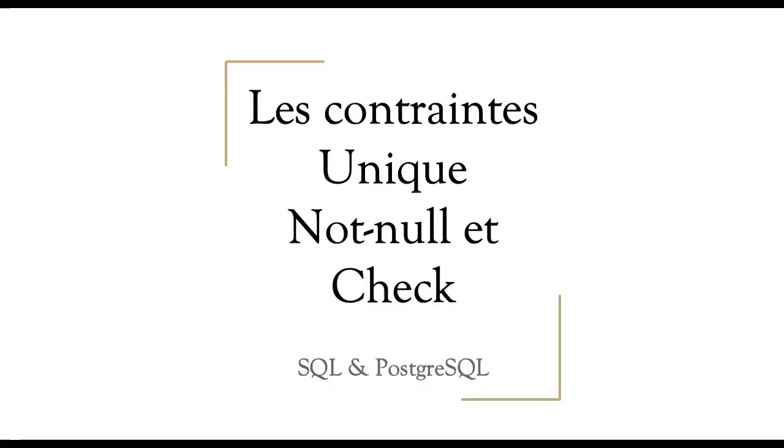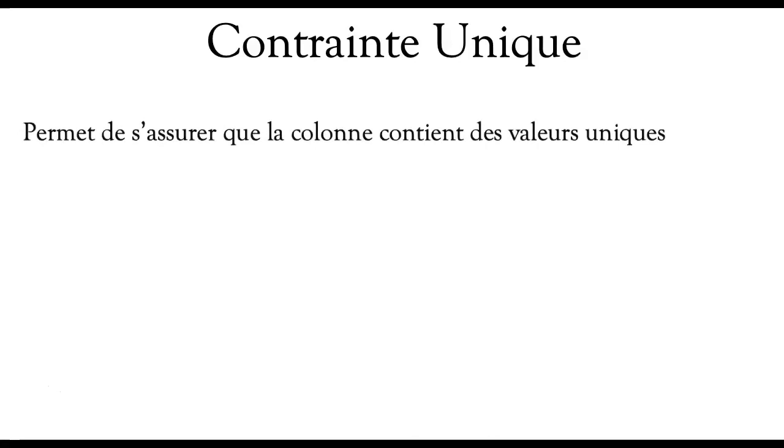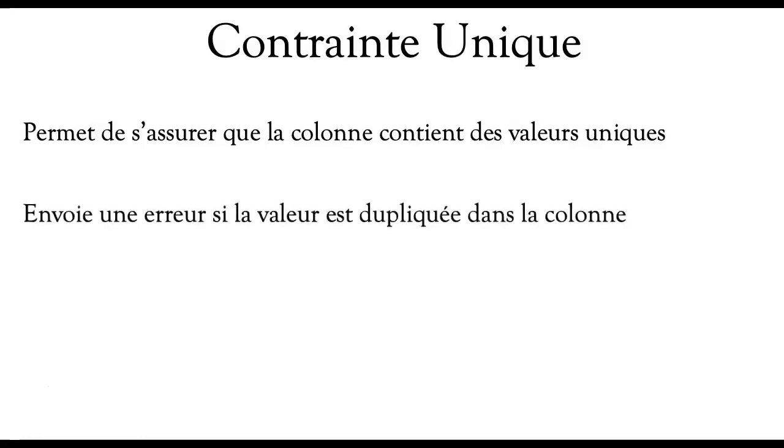Hello. In this video, we'll discuss unique, not null, and check constraints. These constraints can be applied to a specific column through the database management system. Let's start with the unique constraint. It ensures the values of this column are unique, so no duplicate values can be accepted. Should an identical value be inserted in the DB, an error would occur and the insertion would be denied.